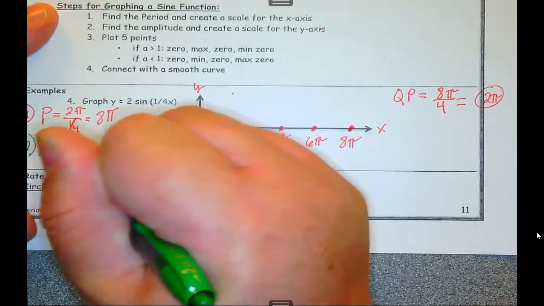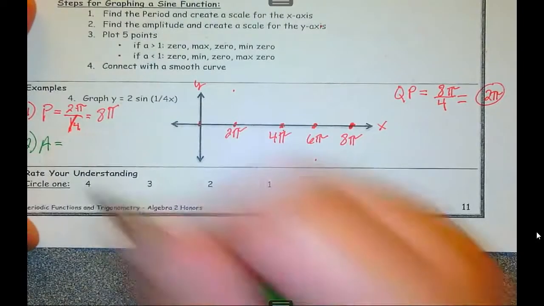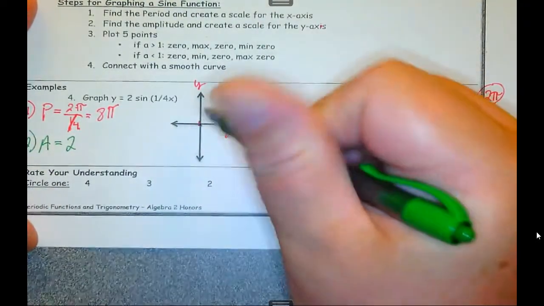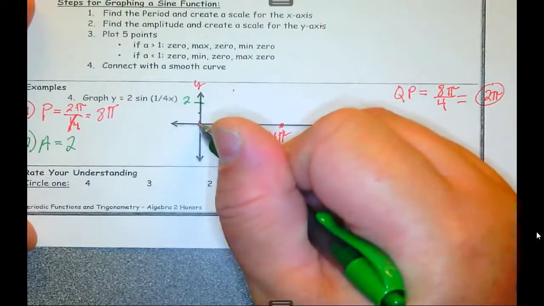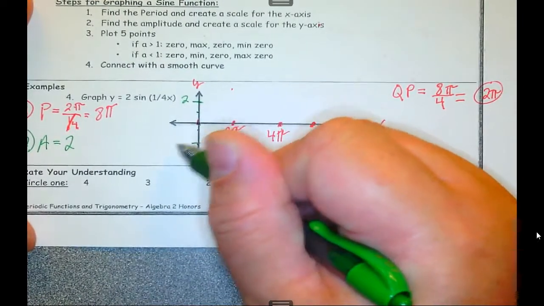Find the amplitude. What's the amplitude here in our problem? 2. Okay, so I'm going to go from 0 to 2. Don't forget to go to 2 the other way: -1, -2.